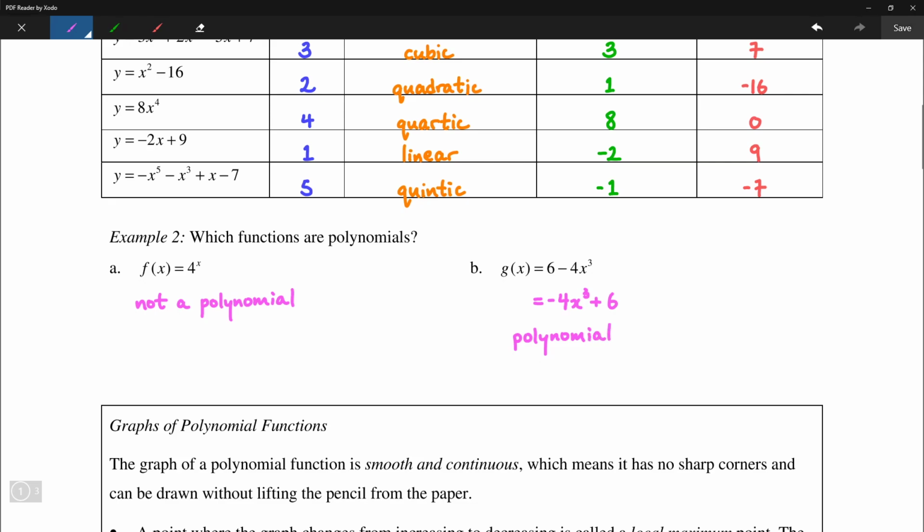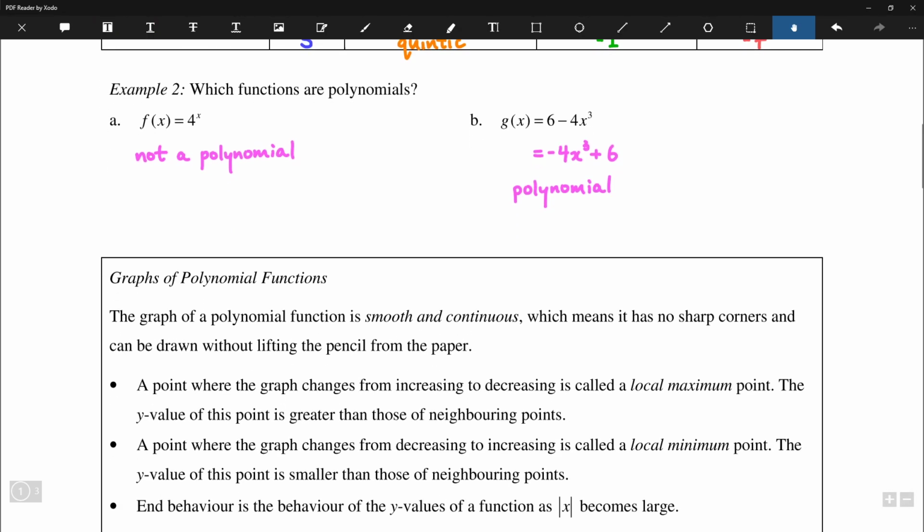Okay. So a few characteristics of graphs of polynomial functions before we look at the graphs themselves on page 2. Smooth and continuous graphs, so no sharp corners. So for example, an absolute value function is not a polynomial function because it has a sharp corner. And it can be drawn without lifting the pencil from the paper.